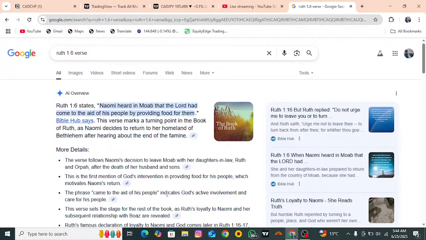Naomi rose up, and that's the first sign of repentance, arising in the spirit, a shift in posture. She didn't wait for all the details, she simply obeyed the pull of God's presence.